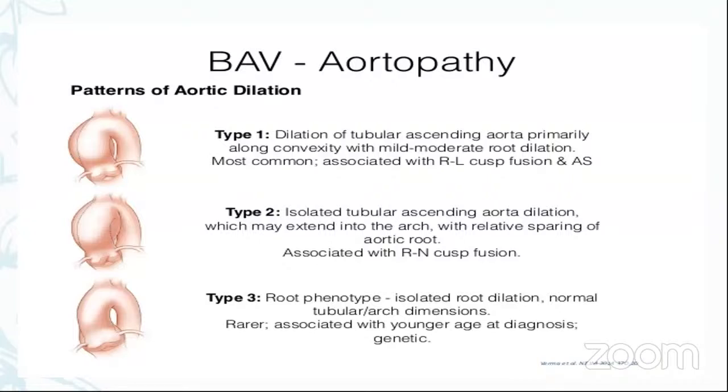Type 2 is an isolated ascending aorta dilatation in which there is a sparing of the aortic root, and it is usually associated with the right and non-coronary cusp fusion. The third type is called the root type, in which there is an isolated root dilatation. This is the rarer type, and it is usually common in younger patients, and it has some genetic factors.